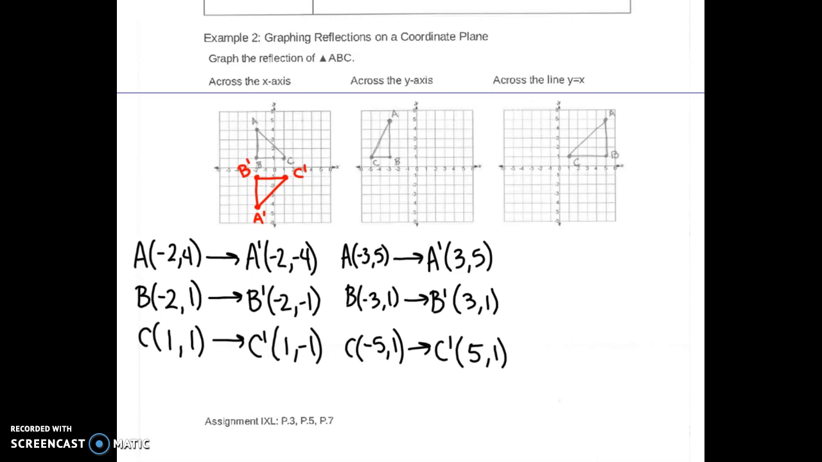Let's graph these. So 3, 5 is A prime. 3, 1 is our B prime. And 5, 1 is our C prime.